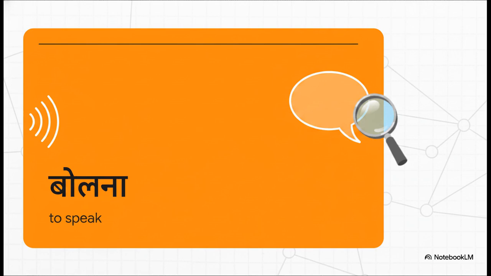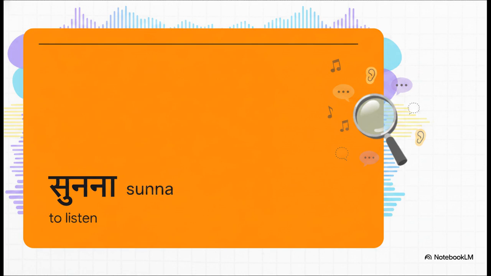Our very first word is actually perfectly fitting for a language explainer. The word is bolna, which means to speak. Take a look at the spelling, B-O-L-N-A, bolna. Now, I want you to actively participate here. I'm going to say the word and then I'll leave a little pause. During that silence, I want you to literally say it out loud, wherever you're sitting. Ready? Bolna.